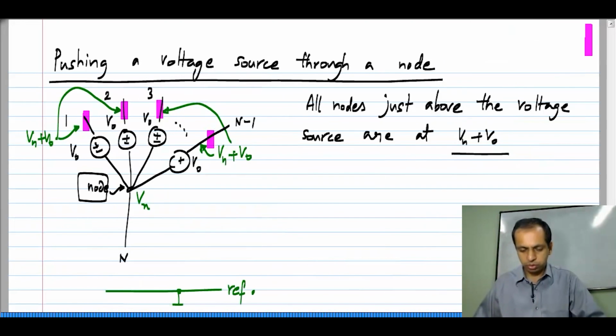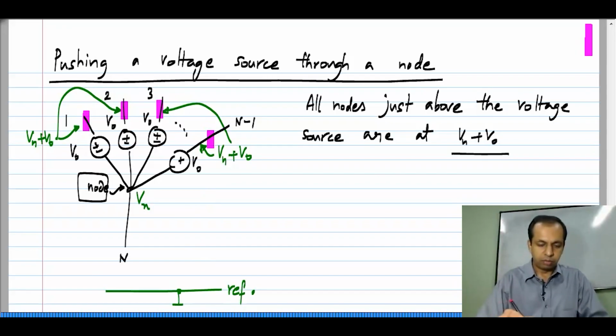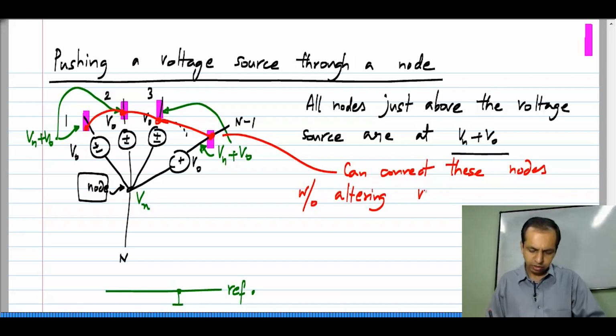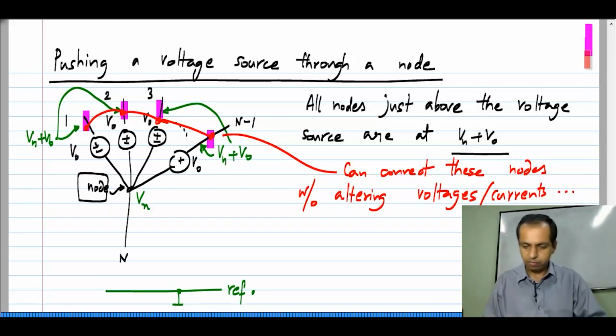Now, let us get back to what I was saying over here, because these voltages are all equal to each other, what I am saying now is that we can connect all of those nodes together. These nodes can all be connected together. We can connect these nodes without altering voltages or currents in the rest of the circuit.